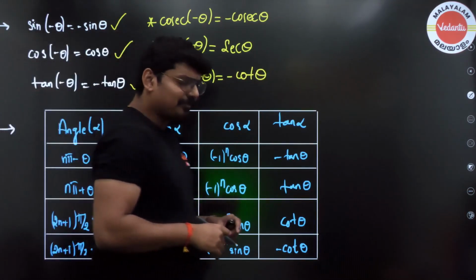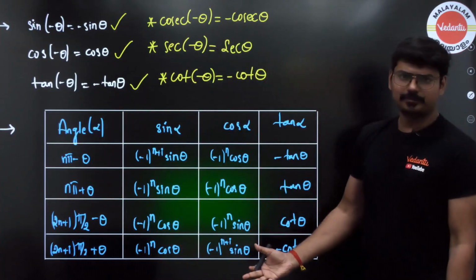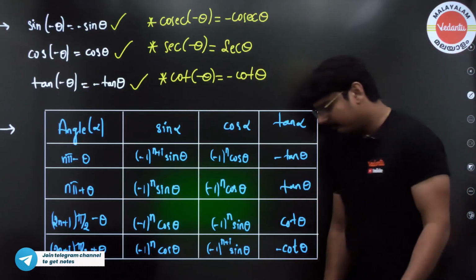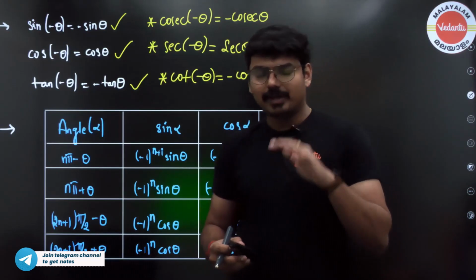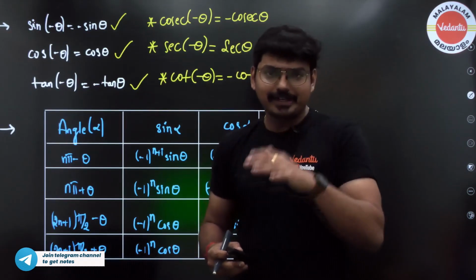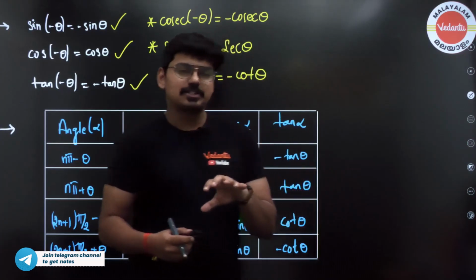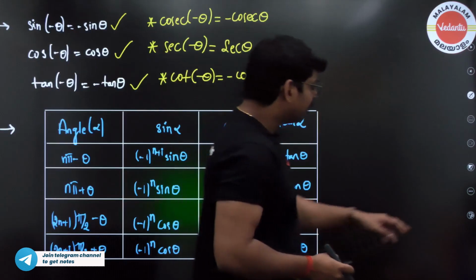Now maybe you might be looking at this table and wondering, what is this table about? What are all these things indicating? Let me tell you, depending upon which quadrant the angle is going to lie in, we can actually simplify the given angle. I'll try to explain this through a very simple example.